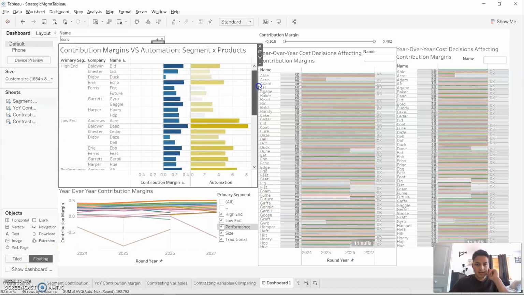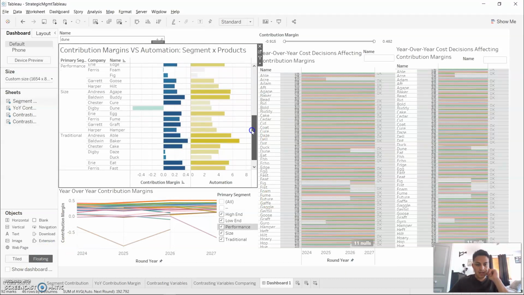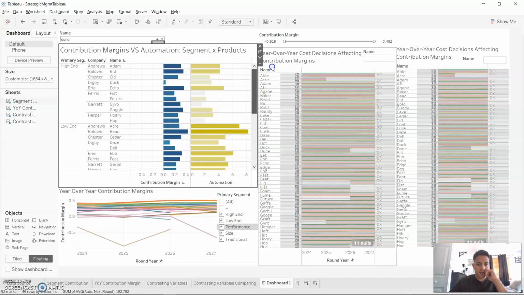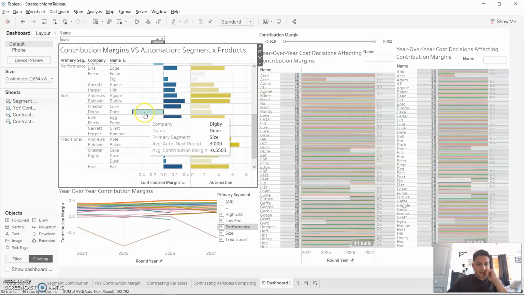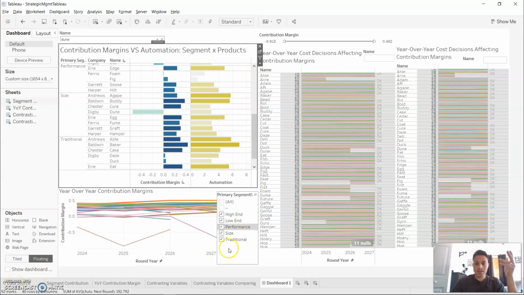So I'm interested in looking at the worst contribution margin in the industry. So we'll be looking specifically at Dune from Digby in the Size segment. As I have said, if we're going to compare, we have to compare a product with another product from the same segment, because different segments have different cost structures. So it won't be representative of other segments.